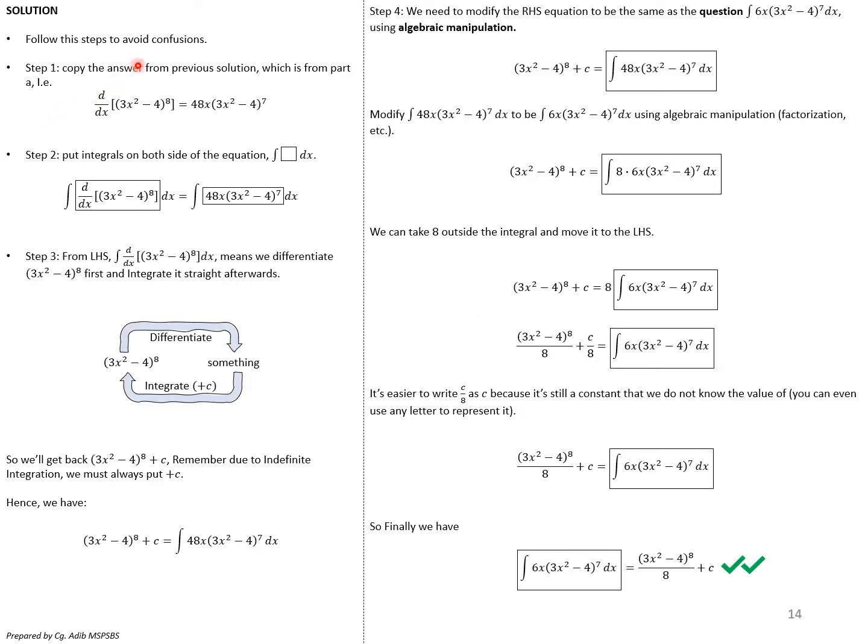Let us try solving that question, part B. Please follow the steps that I have provided you, to avoid confusion. Read the notes, read the steps, try to understand and redo it. So step 1: let us copy the answer from the previous solution. We have this solution: the differentiation of (3x squared minus 4) to the power of 8 equals this. I want you to have this statement, this line. Always start from the previous solution.